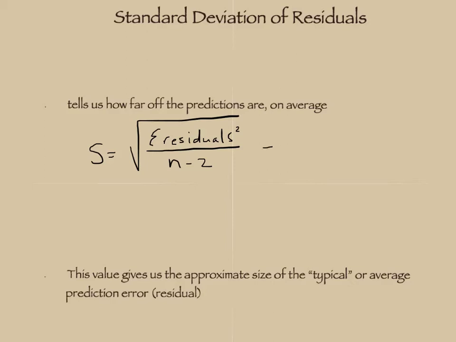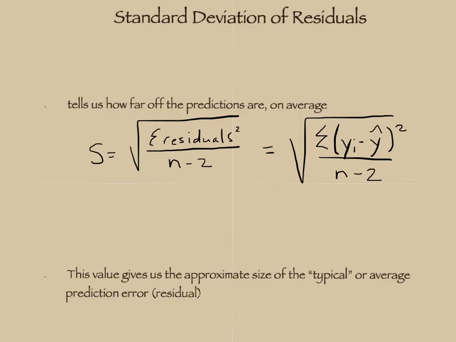We can even simplify this a little more: the standard deviation equals the square root of the sum of each individual y value minus the predicted value, or y hat, squared, divided by n minus 2. Now this value gives us the approximate size of the typical or average prediction error, the residual.